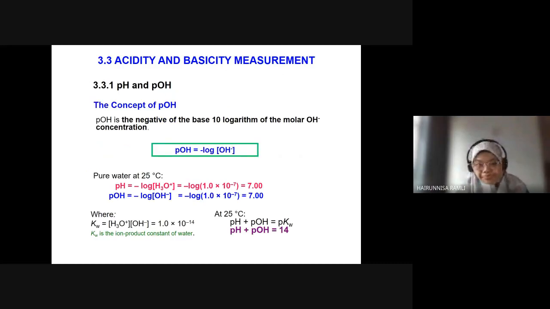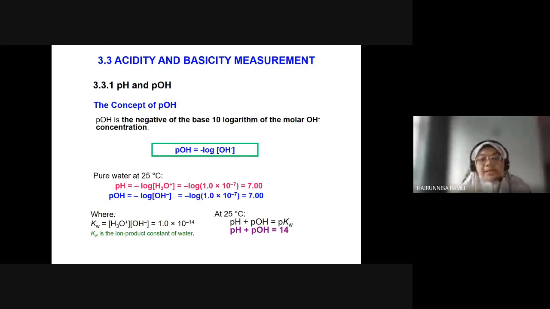Okay, so selama ni kita duduk dengan pH je kan. Memang kita jarang pakai pOH. Kita selalu mention about pH je. But actually pOH pun you boleh kira lah. So the concept of pOH is actually formula dia negative log OH minus. As simple as that lah.